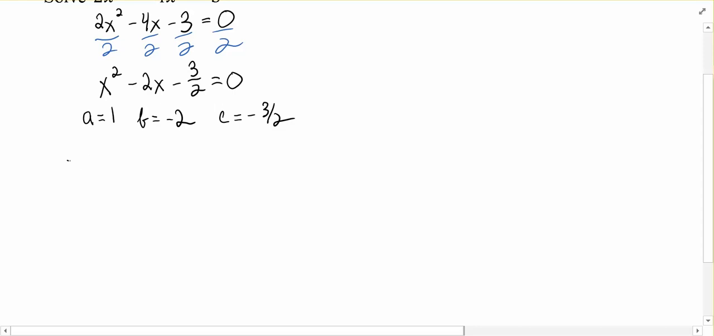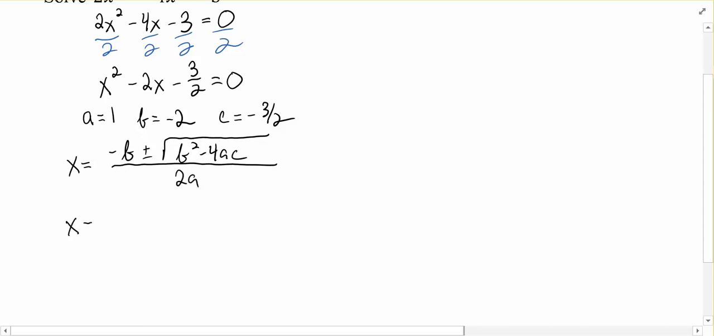The formula we're plugging into is the opposite of b plus or minus the square root of b squared minus 4ac all over 2a. So let's talk about dealing with some of these negatives. For the opposite of b, the opposite of negative 2 is positive 2. So we're just going to write positive 2.